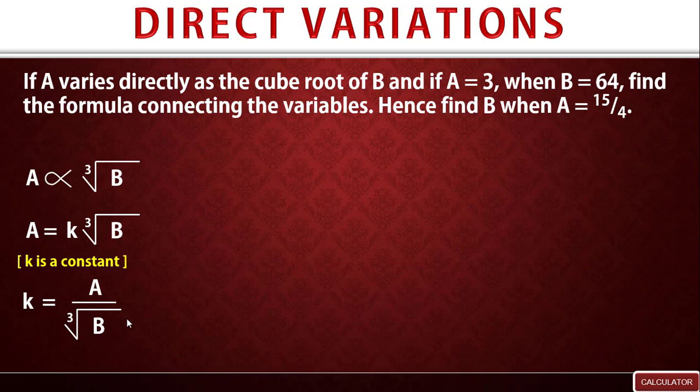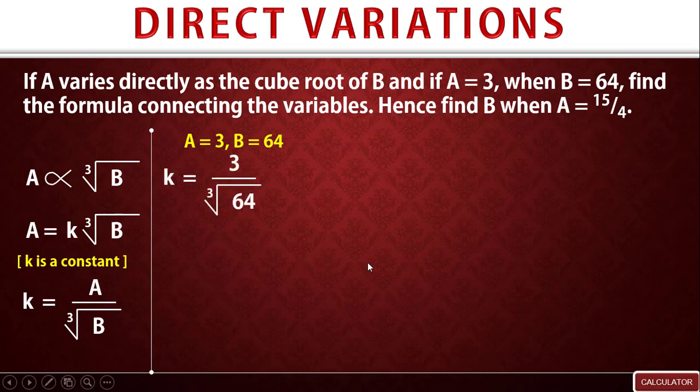So the next thing to do now is to list out what we are given. We are given a to be 3 and b to be 64. So we're making use of these two values to determine the value of k, which is the constant. So we're going to fix in a equals 3 into this formula of k. So we have k equals 3 divided by cube root of 64.